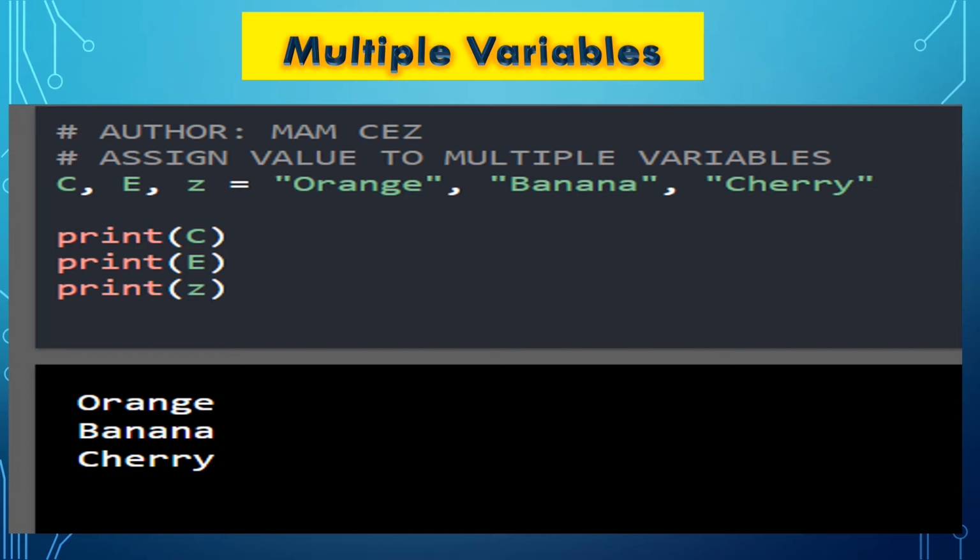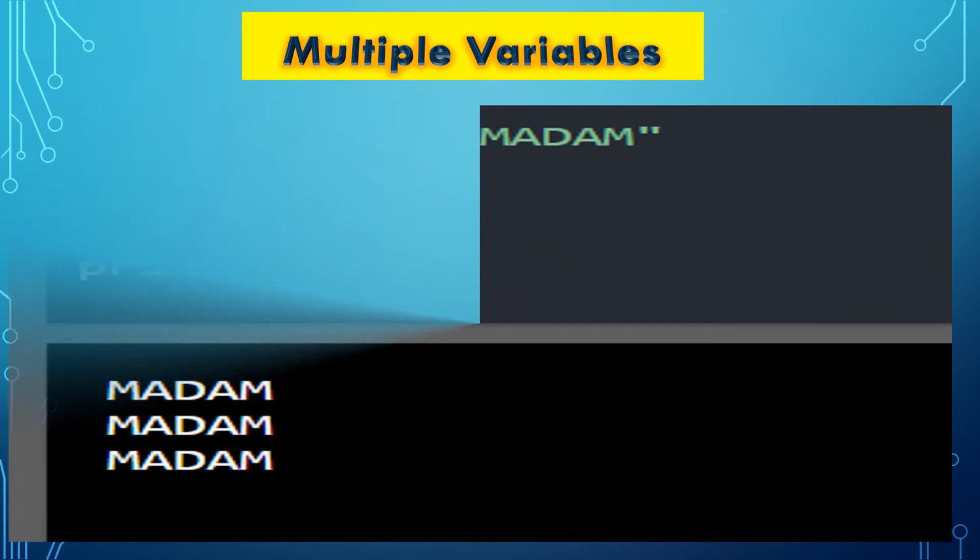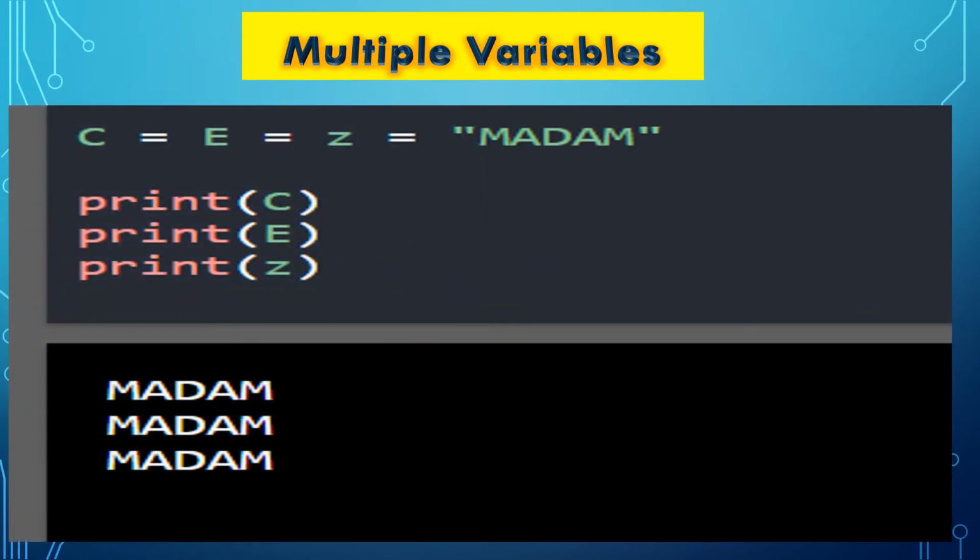Assign values to multiple variables. Yes, Python allows you to assign values to multiple variables in one line, just like what you see on the screen. So the variables C, E, and Z are assigned orange, banana, and cherry. Then we have here the output below. We can also assign the same value to multiple variables in one line, just like what you see in here. C equals E equals Z equals Madam. So when we print the variable C, then we have this output.